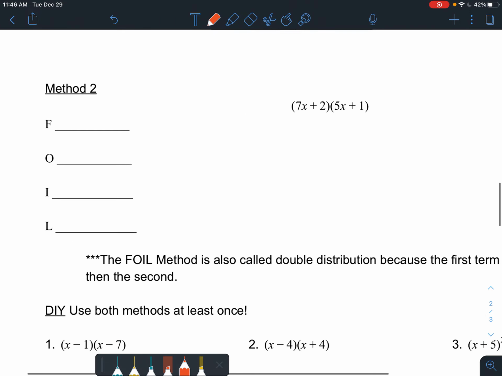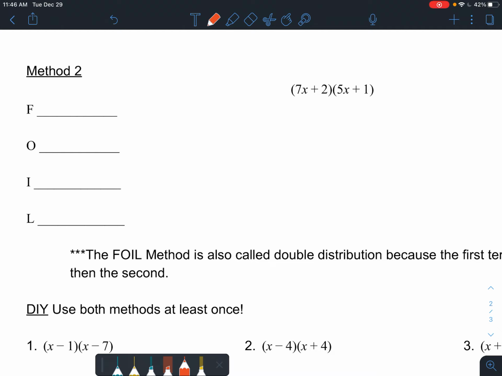Okay, and here's a second method, FOIL. F stands for first, O stands for outside, I stands for inside, if I can spell, and L stands for last. Okay, so first, I'm going to multiply the first term by the first term. We usually make these little rainbows. So first times first. That gives me 35x squared.